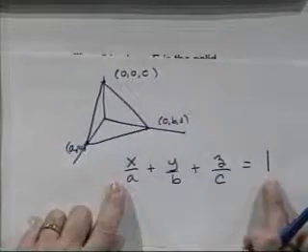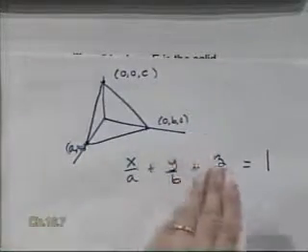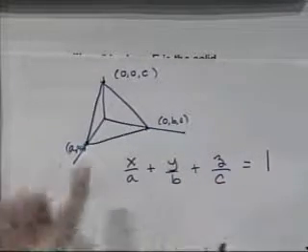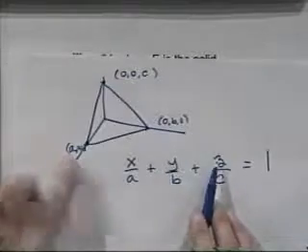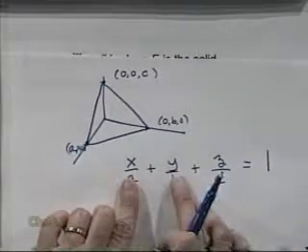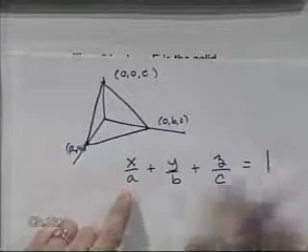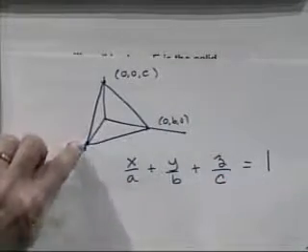Notice, this is definitely a plane because it's a constant times x plus a constant times y plus a constant times z equals a constant. So that's the equation of a plane. Notice if you put in A, 0, 0, you get 1. If you put in 0, B, 0, you get 1. And if you put in 0, 0, C, you get 1. This is a very nice way to get an equation of that plane.